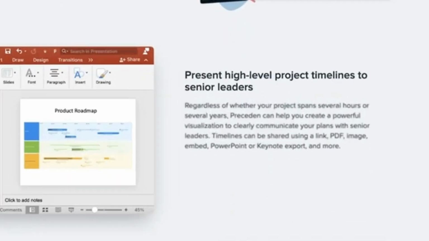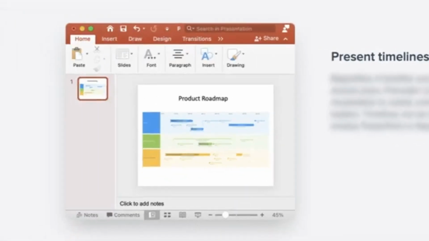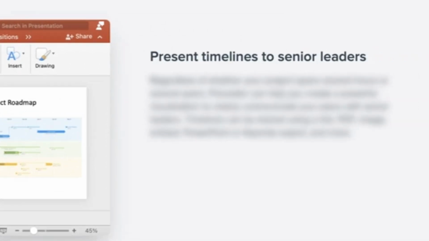Next, we have a headline that says, "present high-level project timelines to senior leaders." We can condense this to "present timelines to senior leaders." I like the image of this PowerPoint interface. Again, it's a contextual environment that's very familiar to people. You can imagine using PowerPoint, and this vivid memory helps you imagine using this integration. That said, it might be better to match the headline of presenting to senior leaders.